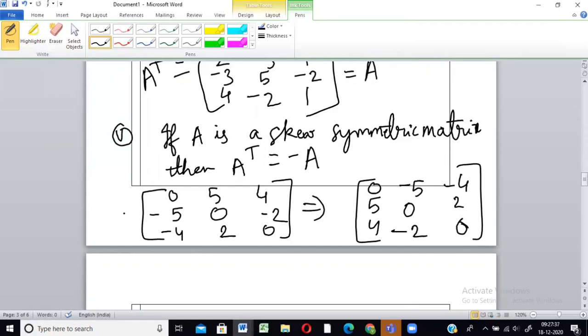Hence, this is A. This is your A transpose, but with change in sign. So A is equal to minus A transpose. Yeah, A transpose is equal to minus A. Both mean the same, right? Okay. So coming to the next property.